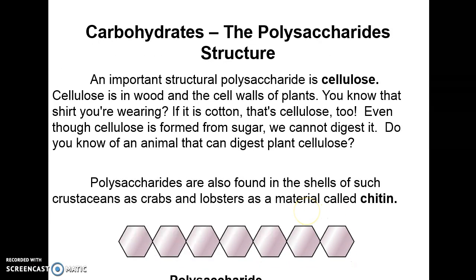So the most important structural polysaccharide is cellulose. Cellulose is the cell wall. You should kind of know that briefly from your other life science class. So anything that's going to be made out of a plant fiber, that's going to be made of cellulose. We cannot digest cellulose, so that's kind of why, that's what fiber comes from.